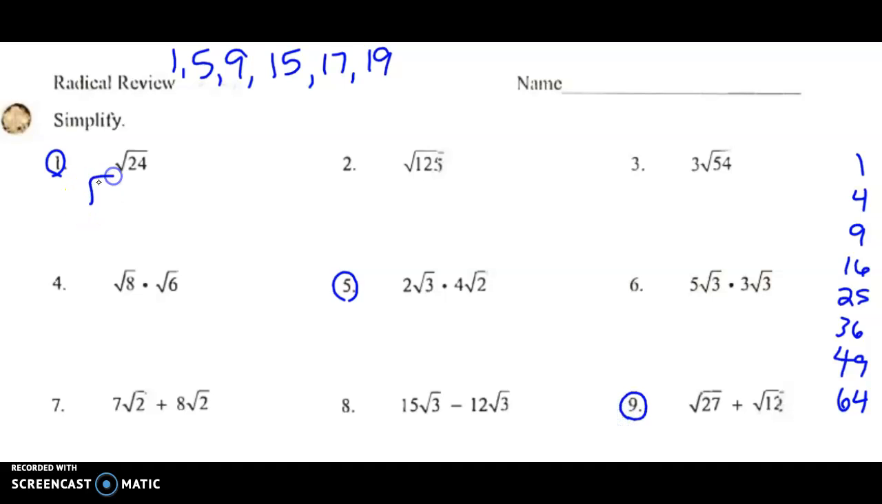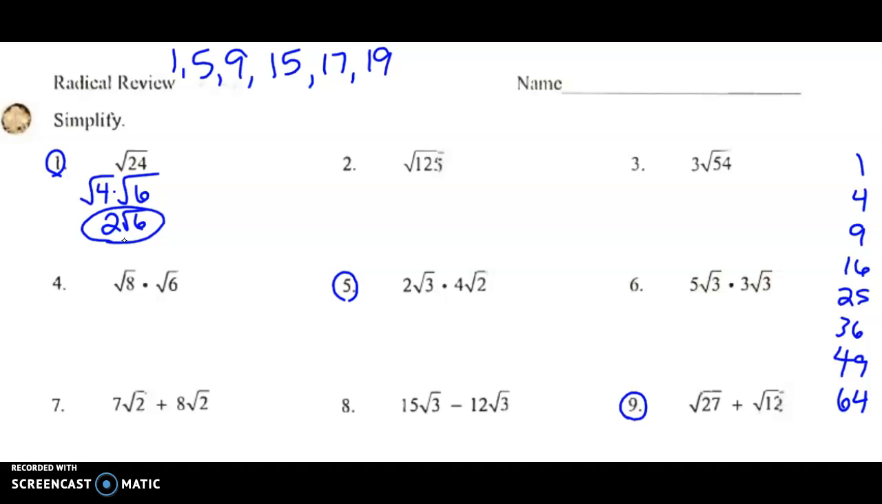Square root of 24, the perfect square that goes into 24. So 9 doesn't divide evenly into 24, 16 doesn't, but 4 does. So we can break square root of 24 apart to be square root of 4 times square root of 6. What is the square root of 4? Square root of 4 is 2. So you'll simplify it as 2 times the square root of 6. 2 square root of 6.